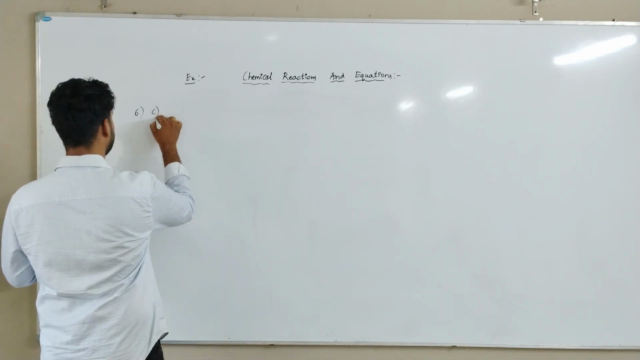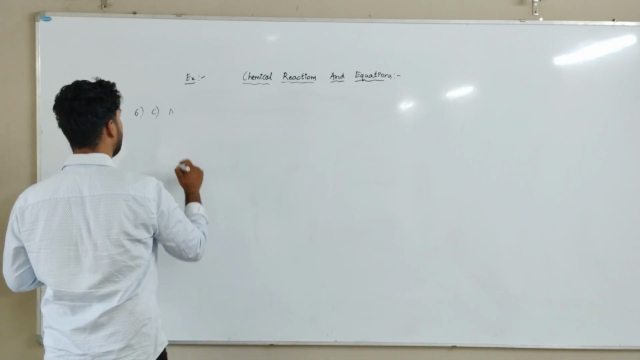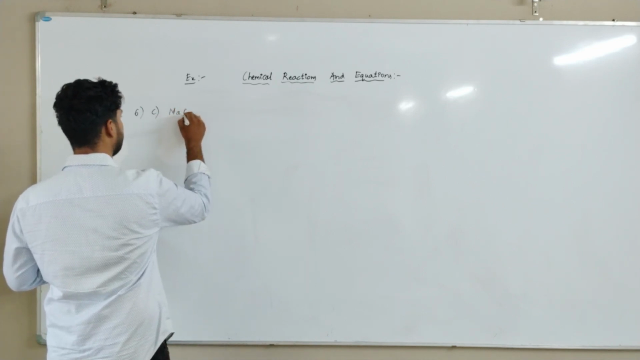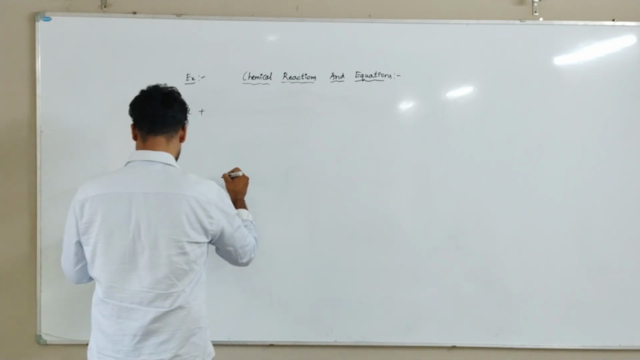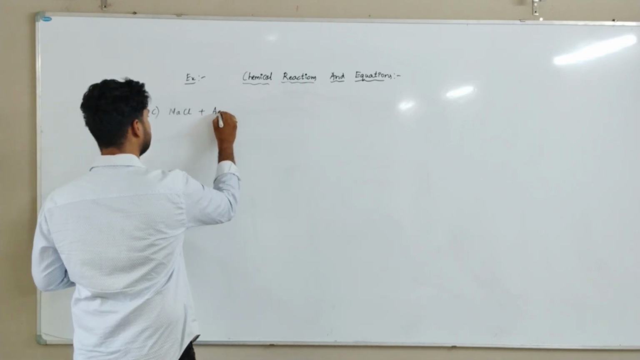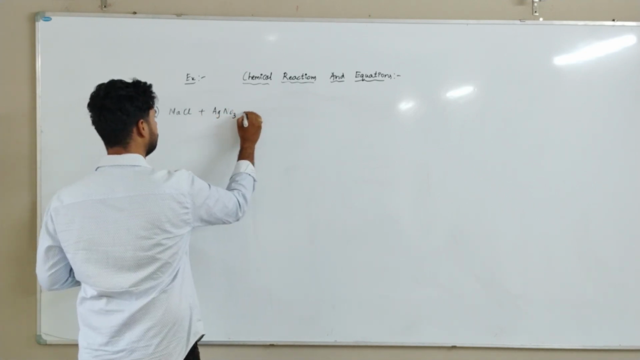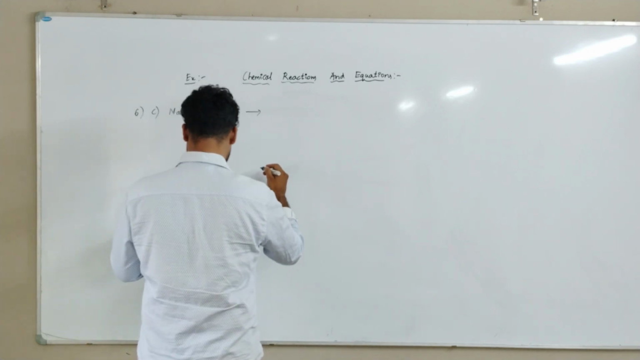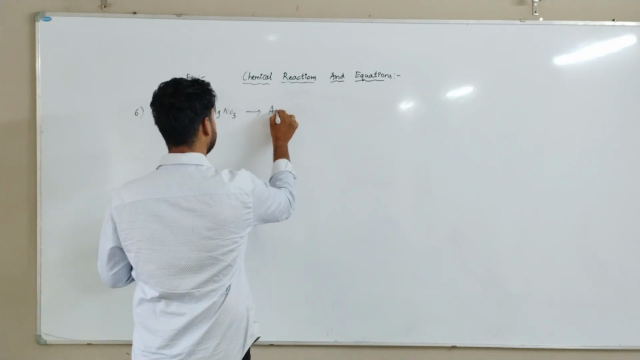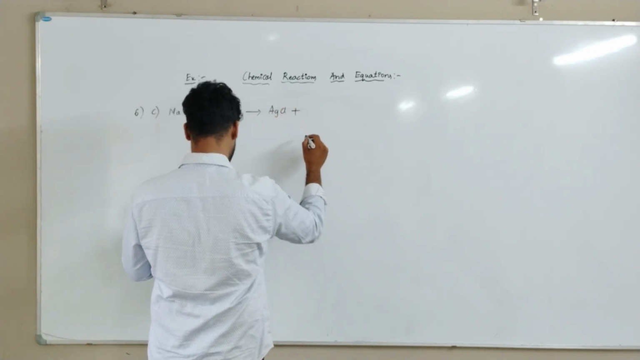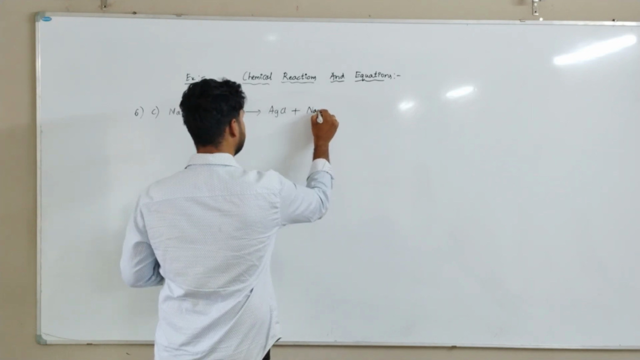NaCl plus AgNO3 gives AgCl plus NaNO3. This is the question.